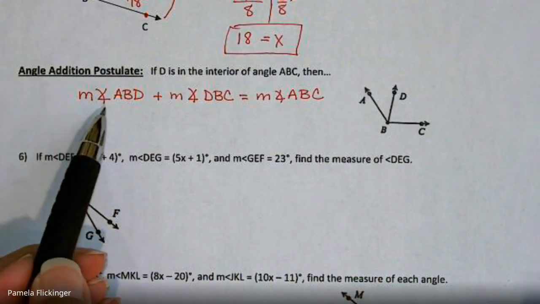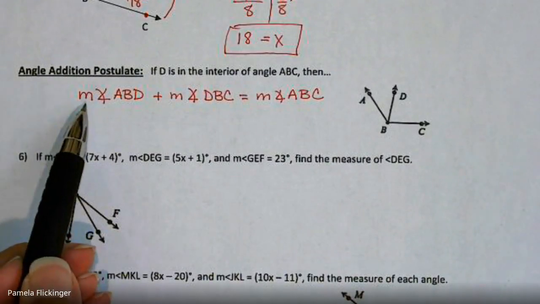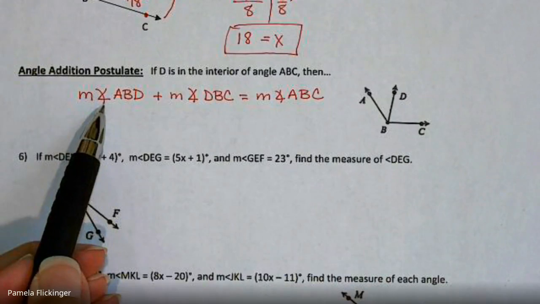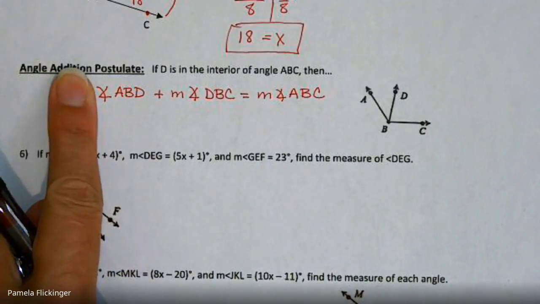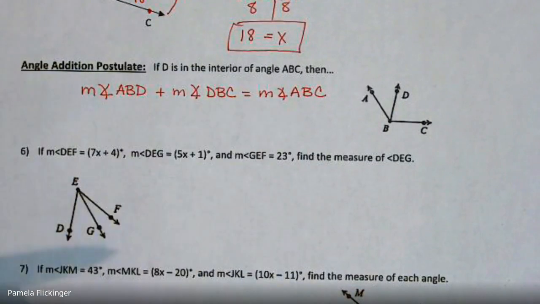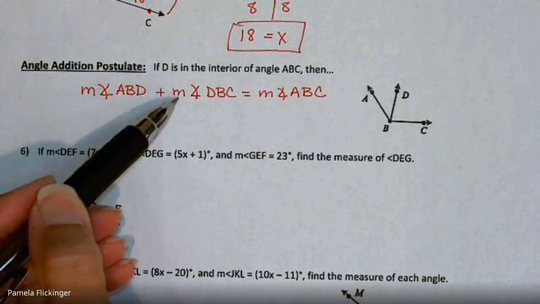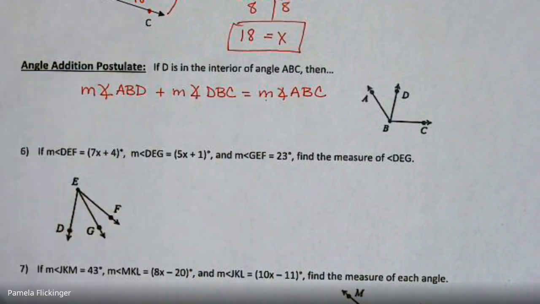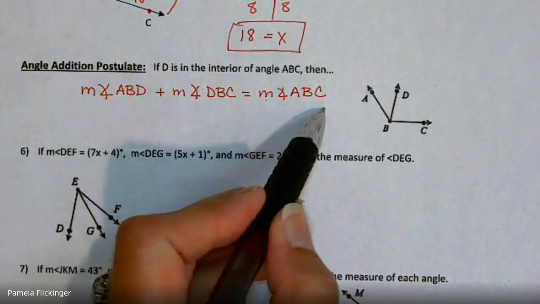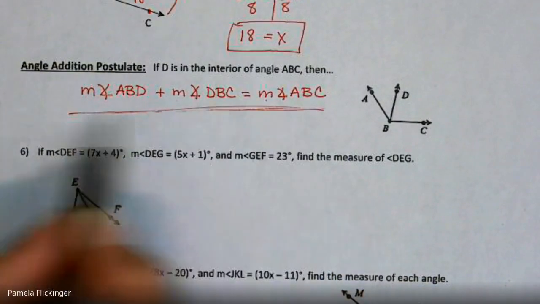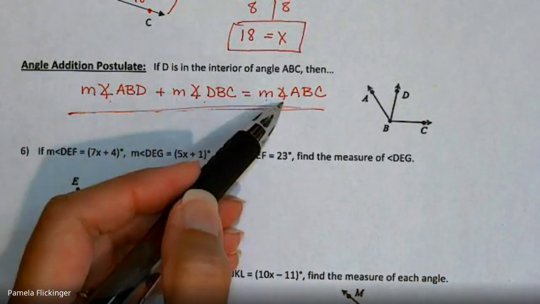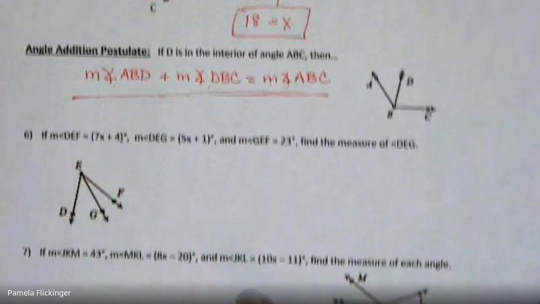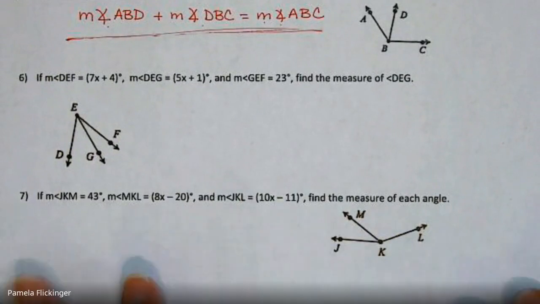Notice with angle measures, we put the little m in front of the angle symbol. So just don't write angle ABD, all right? Because angles don't equal other angles. They can be congruent, but not equal. It's the measures that equal other measures. So again, when it asks you to write the angle addition postulate, that's what it's looking for, right? Small angle plus small angle equals big angle. So label your pictures with these as well.